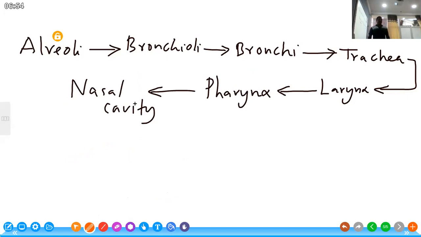This is the expiration process. Let's write it. Intercostal muscles and diaphragm muscles relax. Rib cage and the sternum.